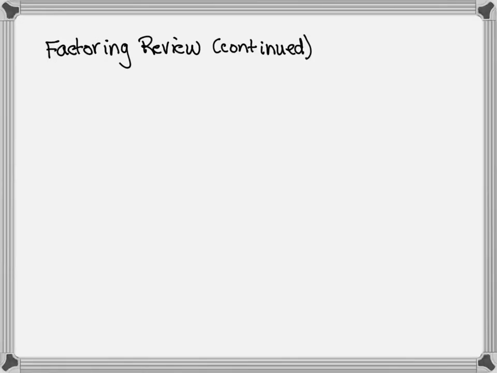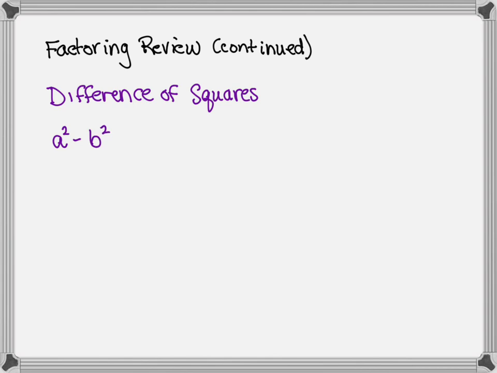We're going to continue our factoring review. So first, we're going to look at difference of squares. A difference of squares is a binomial in the form a squared minus b squared, and it would factor to two terms: the square root of a squared, which is a, and the square root of b squared, which is b. One would get a plus, one would get a minus. So it factors to a plus b times a minus b.